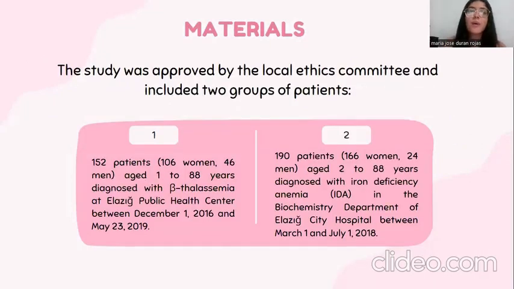Materials: The study was approved by the local ethics committee and included two groups of patients. 152 patients, 106 women and 46 men, aged 2 to 8 years, were diagnosed with beta thalassemia at Elazığ Public Health Center between December 1st, 2016 and May 23, 2019. 119 patients, 116 women and 24 men, aged 2 to 8 years, were diagnosed with iron deficiency anemia in the biochemistry department of Elazığ City Hospital between March and the 5th of July 2018.